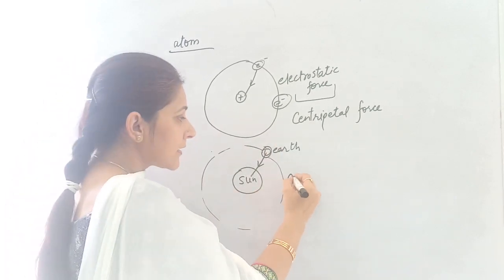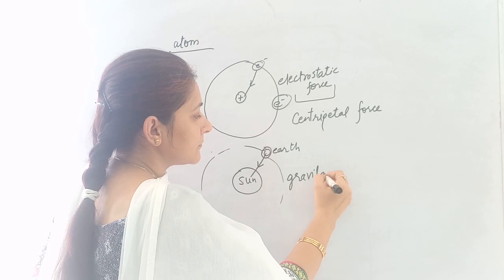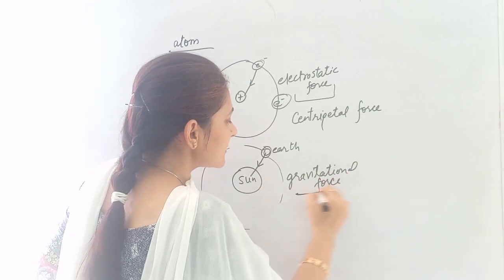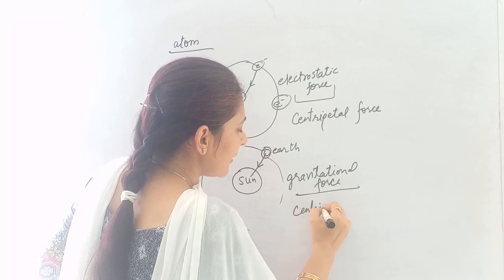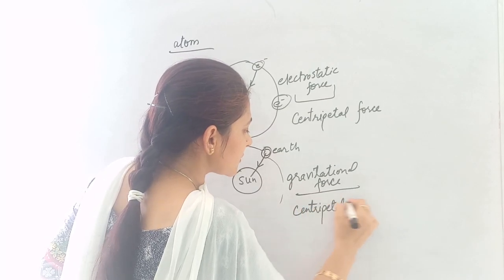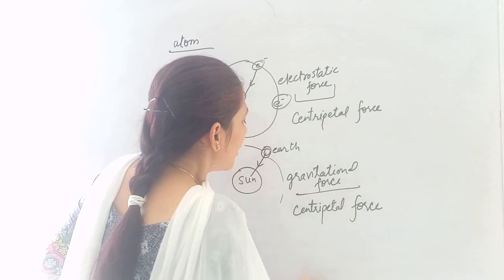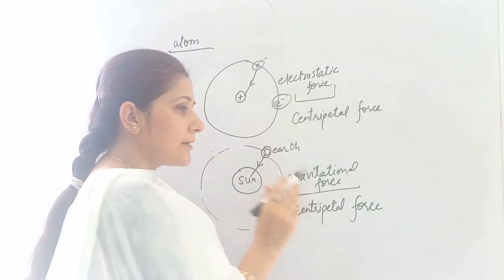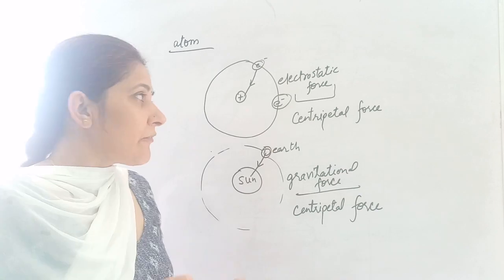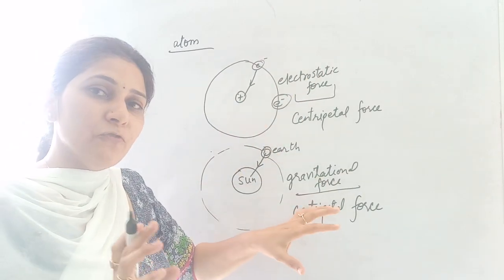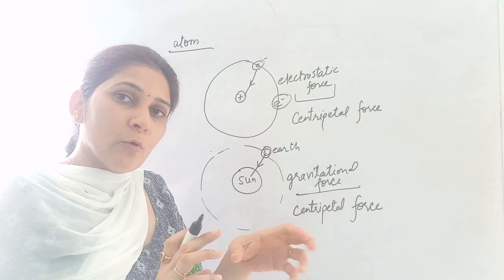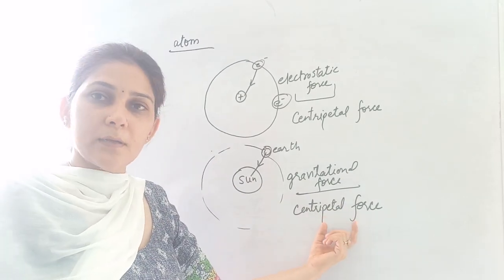So this is the gravitational force here, and we can write it as centripetal force. Why can we write it as centripetal force? Because we are saying all the forces which are acting towards the center of the circle are known as centripetal force. So instead of giving them different names, if the force is acting towards the center of the circle, we can call them with one name, that is centripetal force.